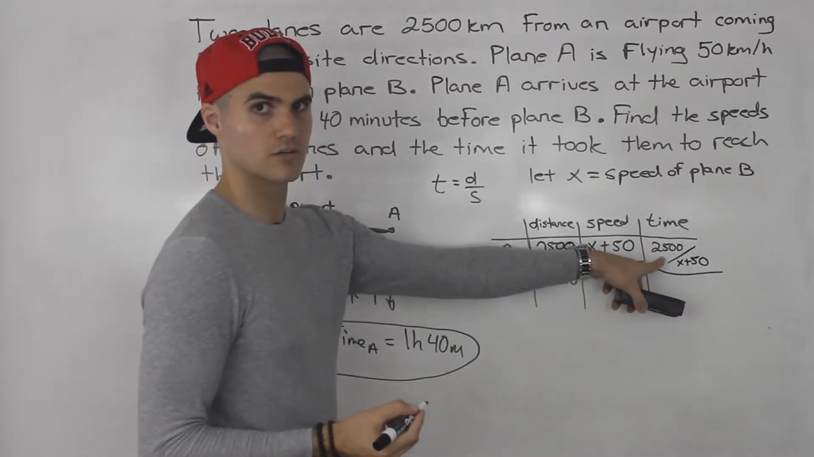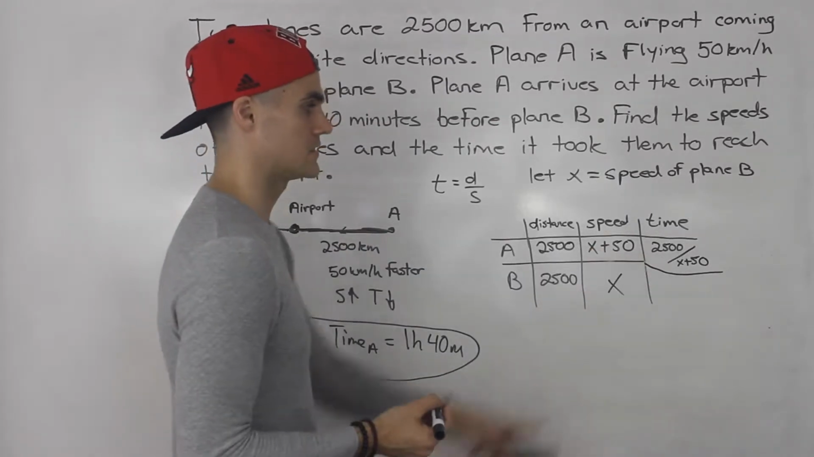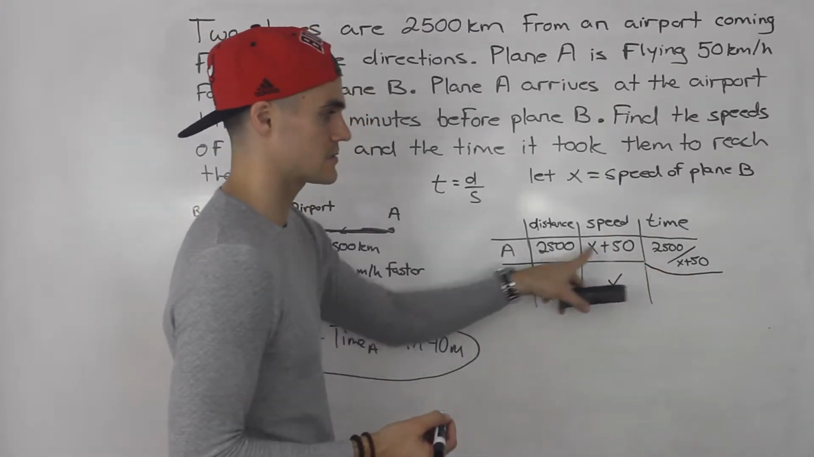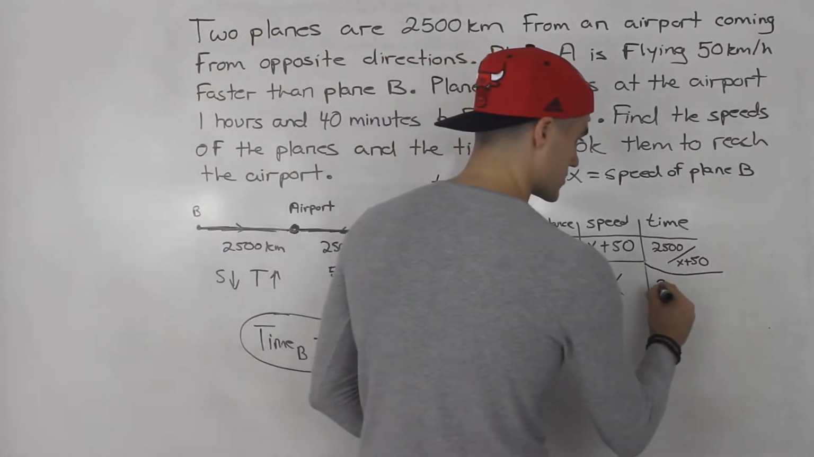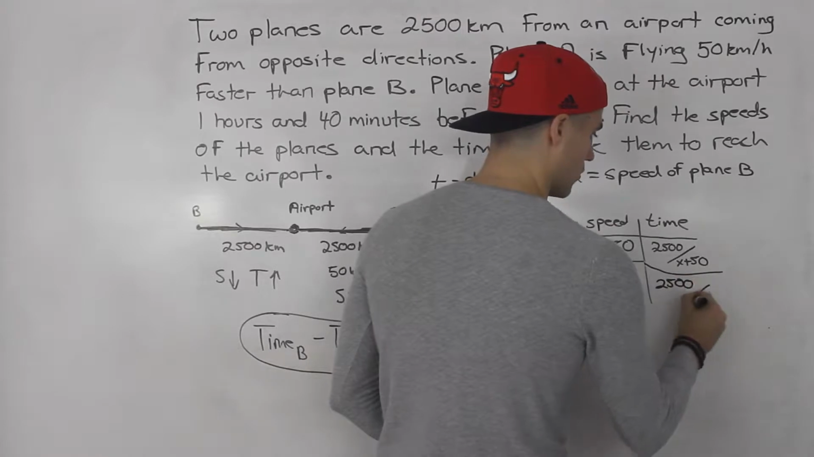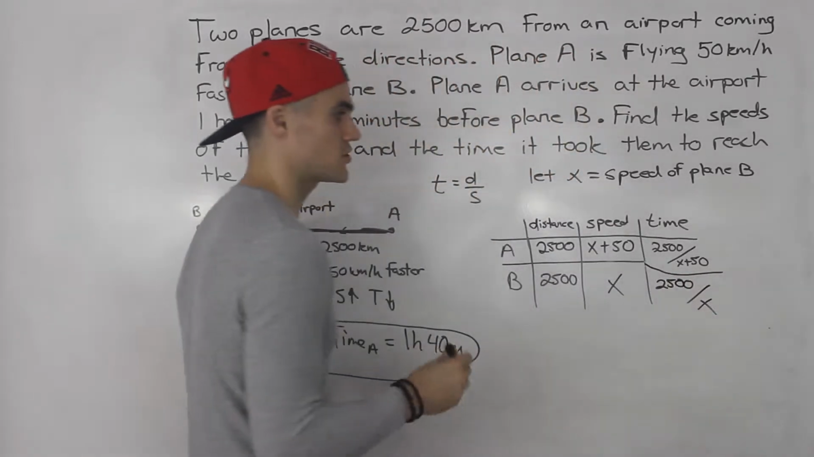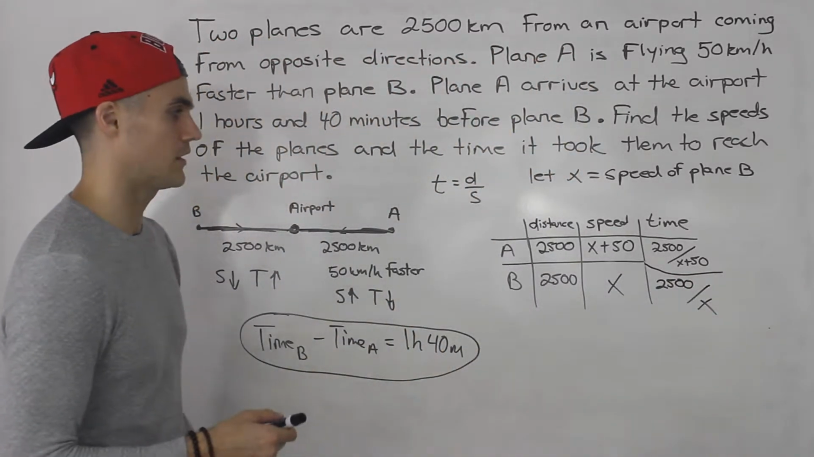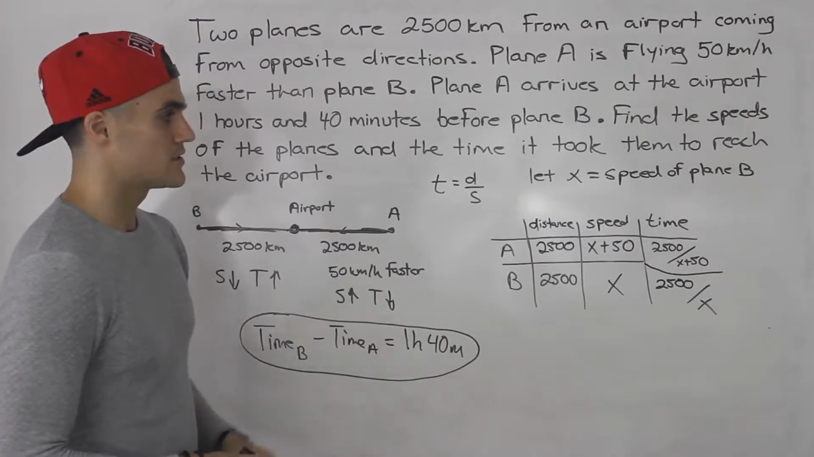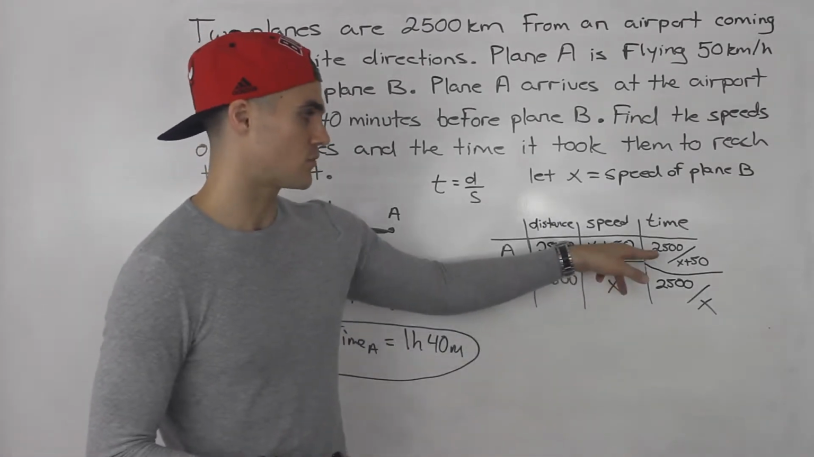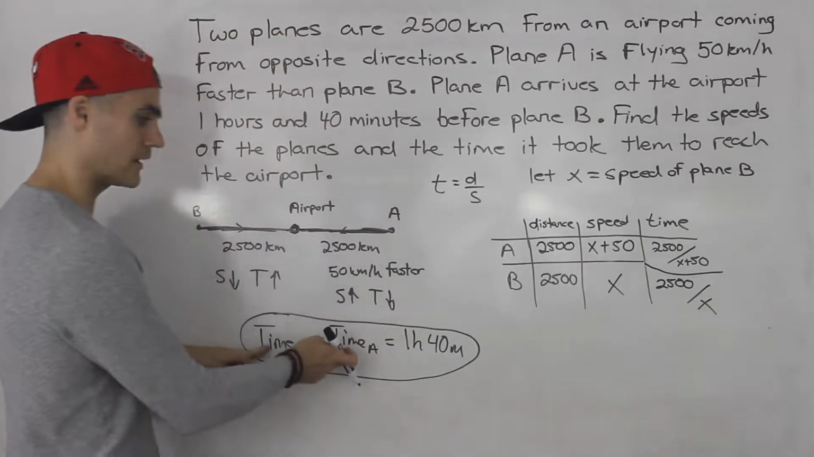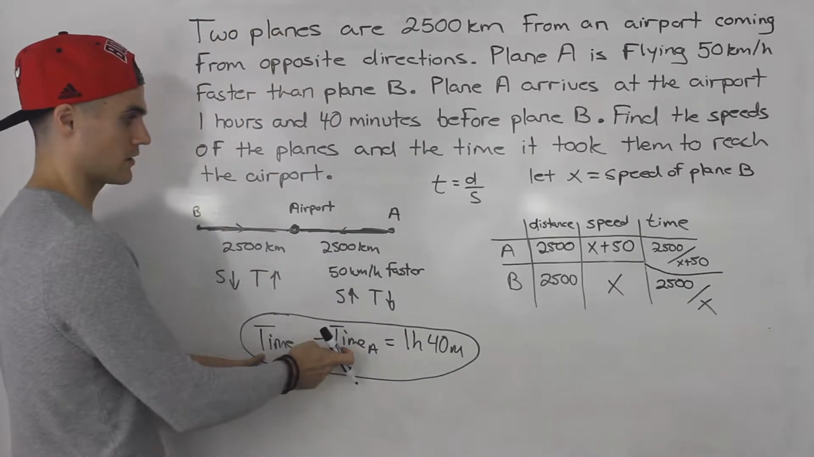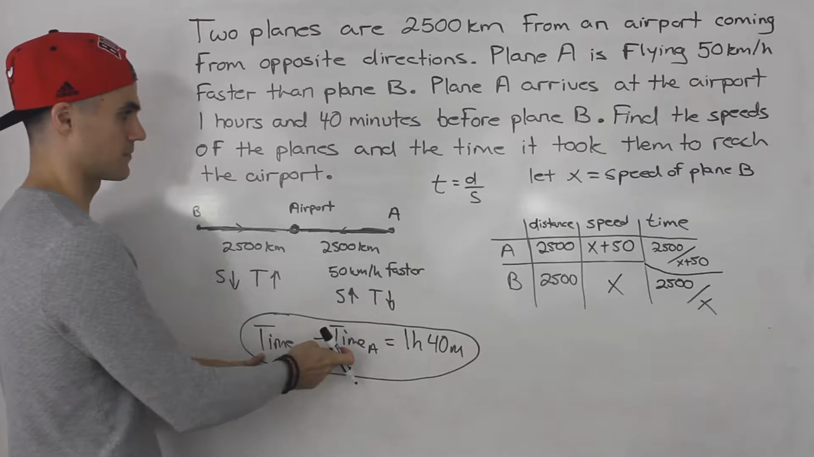That's the expression for the time. Distance over speed. Distance over speed. And then the time for plane B, 2,500 over x. That's the expression for the time of plane B. So now we have expressions for plane A and plane B. We could plug it into this formula here that we talked about initially.